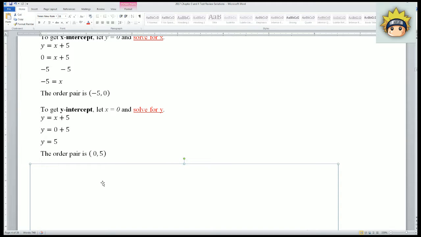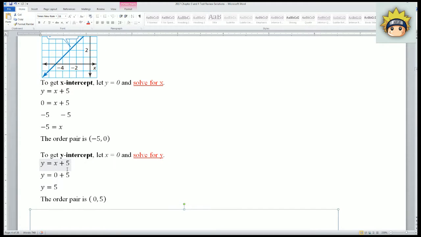Let's see if my y-intercept guess was correct. To find the y-intercept, you have to let x equal 0 and solve for y. Here's the original equation. I make the substitution. X becomes 0. Right? 0 plus 5 just becomes 5. Y equals 5 is only when x equals 0.